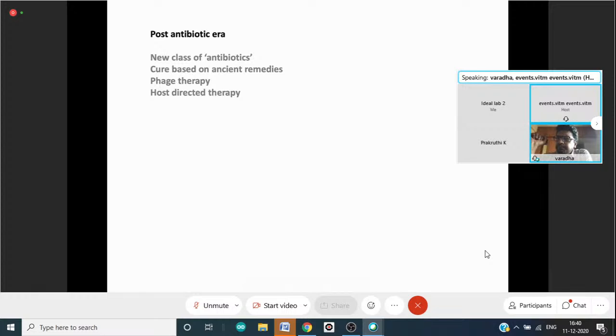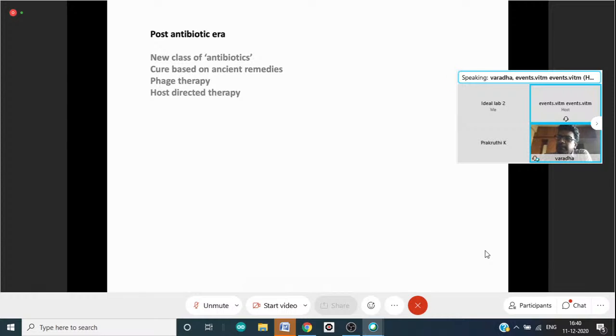But whether the bacteria can acquire resistance to phages, I think they can. But again, there will be so many types of phages and so many types of mechanisms in play there. And I don't think we have a complete knowledge of all the mechanisms in play.